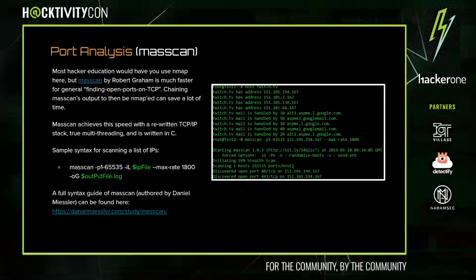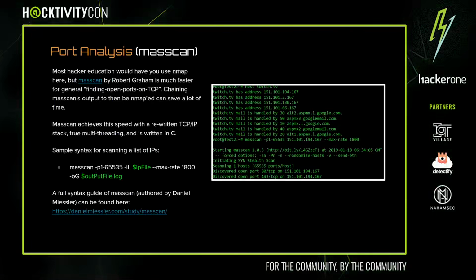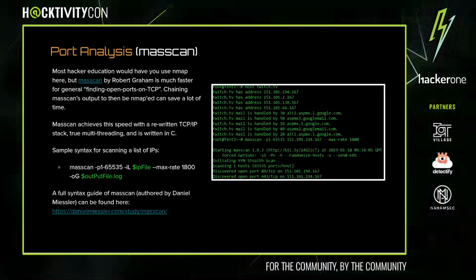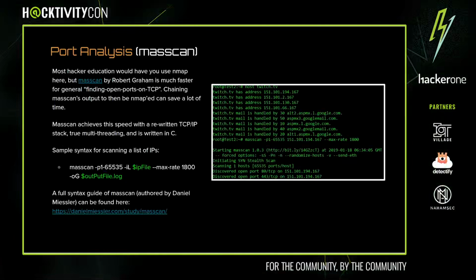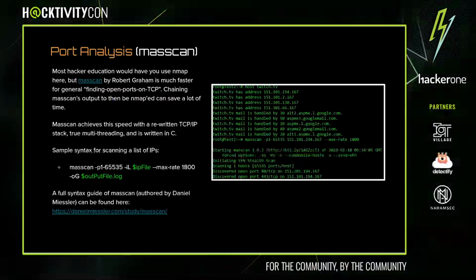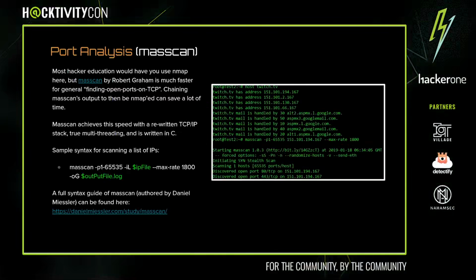The reason why is because it has a rewritten TCP/IP stack that's for port scanning. It's multi-threaded, it's written in C. You can't say a lot of these things about Nmap. Side by side, I'm pretty sure that Masscan beats Nmap most of the time for fast, port analysis level scans. So I use Masscan for my port scanning.